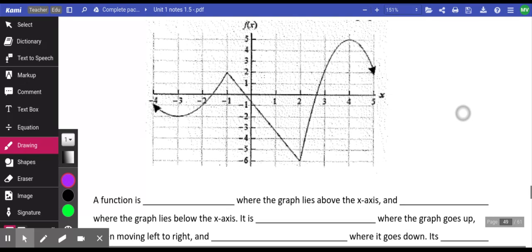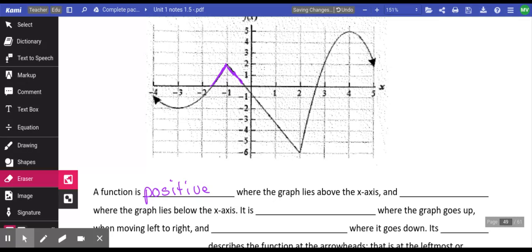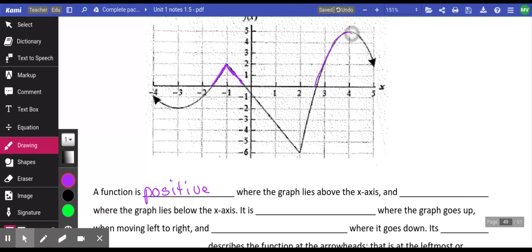A function is positive where the graph lies above the axis. So I'm going to highlight where it's positive in purple. It's all about just being above the x-axis. I'm sorry, there my highlight went off the graph. So it's just about where it's above the x-axis.